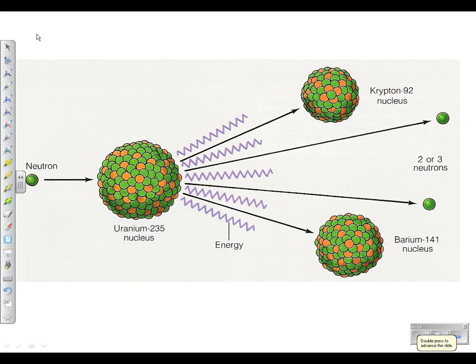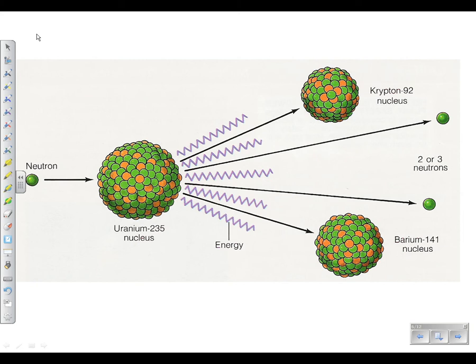Neutron hits an atom of uranium or plutonium, and it breaks up into other pieces and gives off energy. Okay, so a neutron runs into an atom of uranium-235 or plutonium-239, and then we break it up into two smaller atoms, a couple neutrons, and a bunch of energy, right? Where does the energy come from?